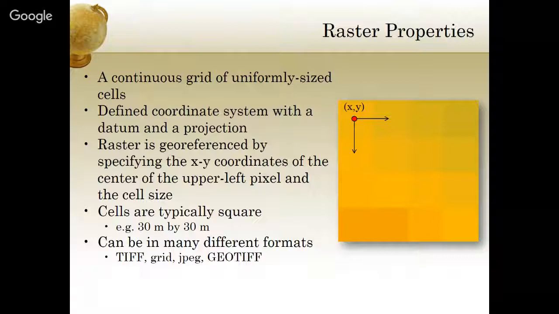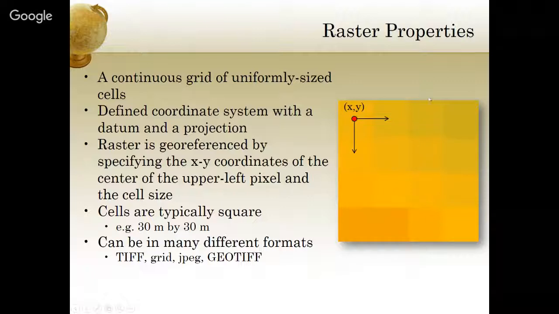Each of these has a defined coordinate system and potentially a projection to it. And the way these are actually georeferenced is by identifying the coordinates of the upper leftmost cell in that data set. And then from the cell size and the associated coordinate system information, you can determine the location of the center of every other cell in this grid.